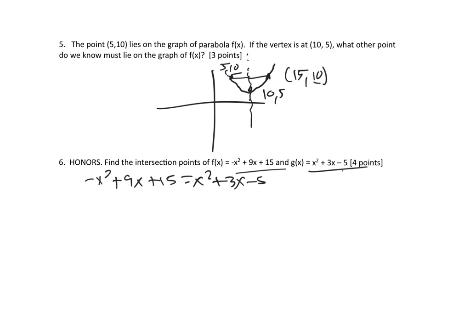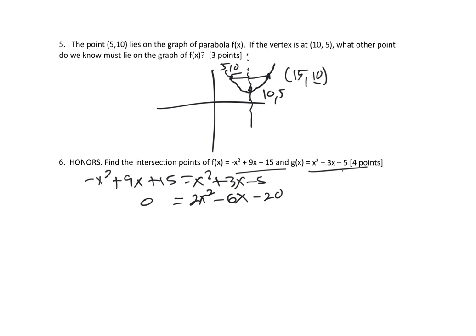So we know that y is equal to negative x squared plus 9x plus 15. y is equal to x squared plus 3x minus 5. We set them equal to each other. But in order to solve a quadratic, we want to get it equal to 0 and then use the vertex form. So we're going to set the left side equal to 0, by adding an x squared to both sides, by subtracting a 9x from both sides, and by subtracting 15 from both sides, so we end up with this.